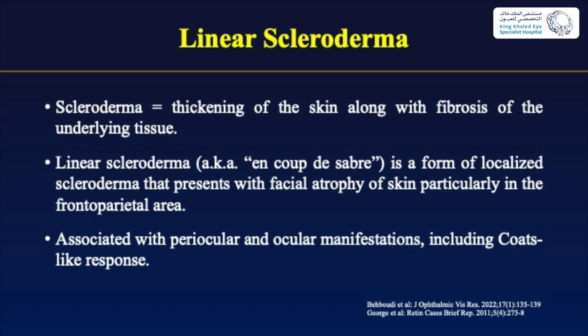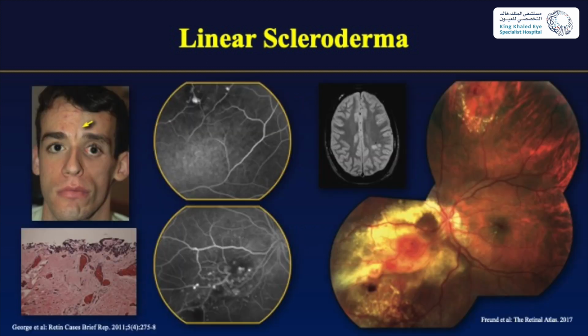Those patients usually have periocular and ocular manifestations, including Coats-like response. So this is a patient who was initially diagnosed with Parry-Romberg syndrome, hemifacial atrophy, but he was also found to have en coup de sabre, which is linear scleroderma, in his forehead, and histopathology confirmed that he has subepithelial fibrosis.